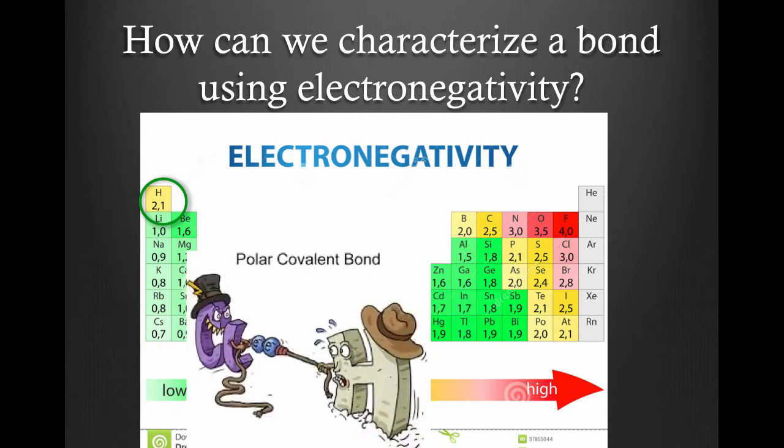However, if you look at a bond between hydrogen and chlorine, chlorine has an electronegativity of 3, which is 0.9 greater than hydrogen's electronegativity of 2.1. They're not going to share, even though they're still sharing, they're not going to share the electrons equally. The electrons will spend more time around chlorine. So we're going to call this a polar covalent bond because poles develop. One side of the bond will be negative and the other side of the bond will be positive.